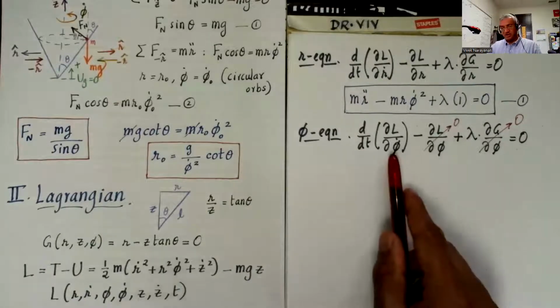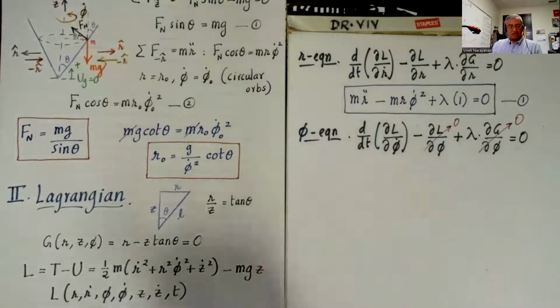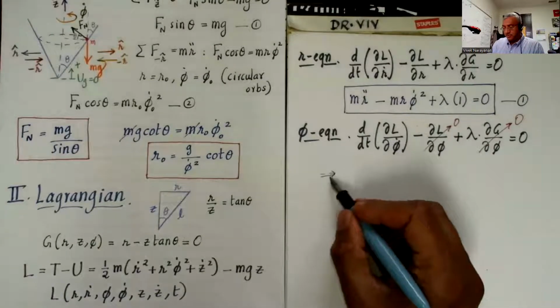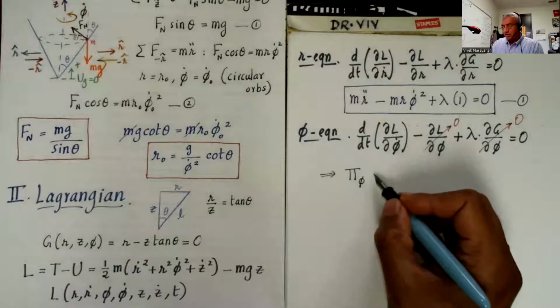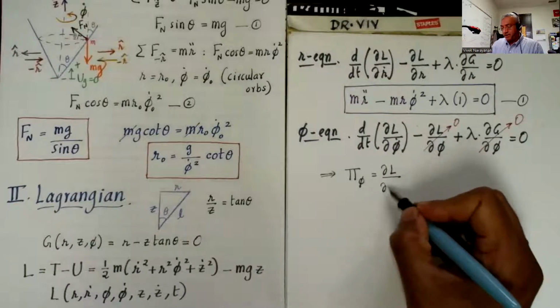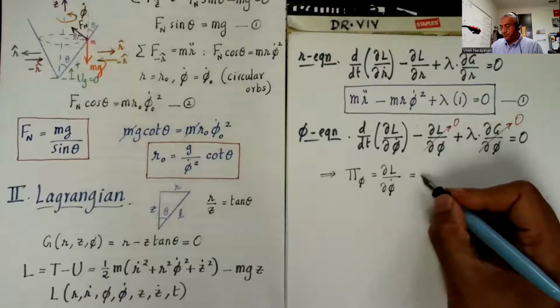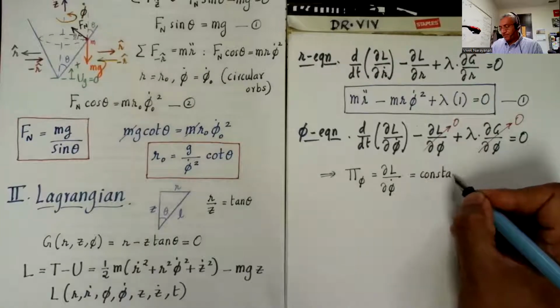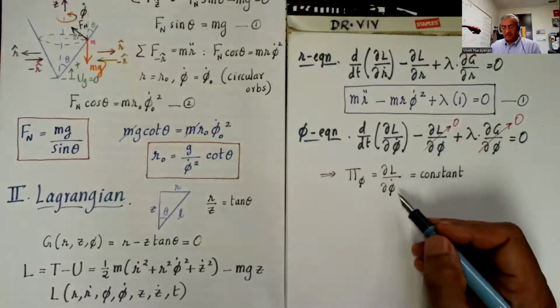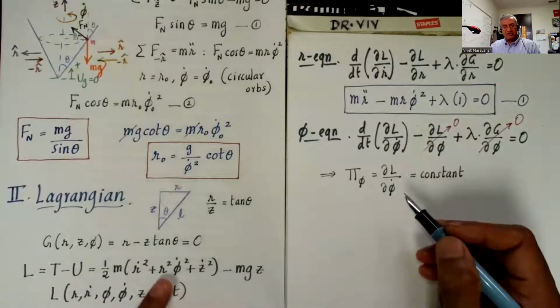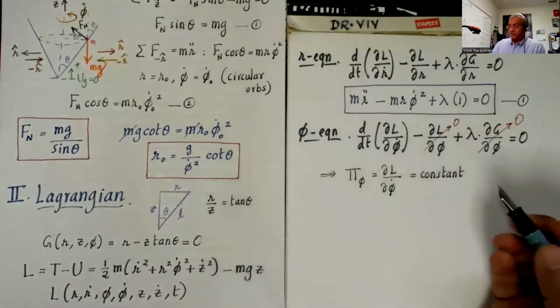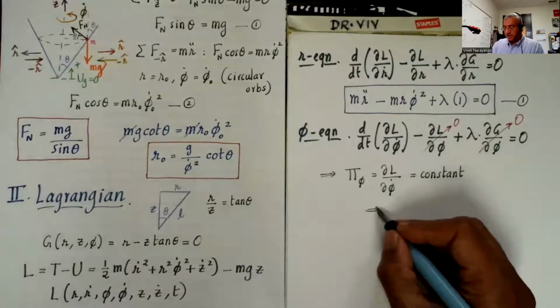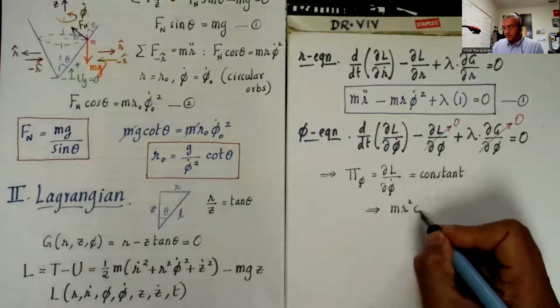Now, this, incidentally, is the canonical momentum associated to the angular velocity. So this is telling us that the canonical momentum corresponding to that variable is cyclic. So pi phi, which is del L over del phi dot, is constant. Now, what is del L over del phi dot? Observing the Lagrangian, that is just going to be m r squared phi dot. So we realize that m r squared phi dot must be a constant.